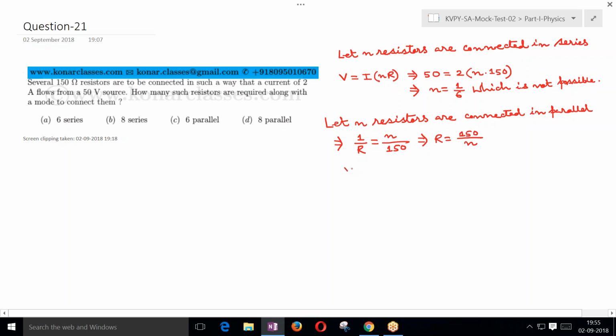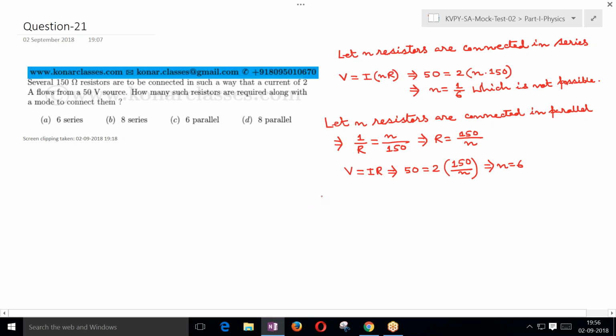Now we apply the same formula, V is equal to I into R. So V is equal to I into R is what? It is I into R. So V is equal to I into R. So from here we get V is equal to 50, I is equal to 2 ampere, and R is equal to 150 divided by N. So that implies we get the value of N is equal to 6, which is a possible number.